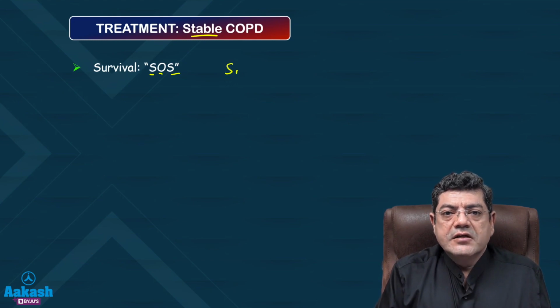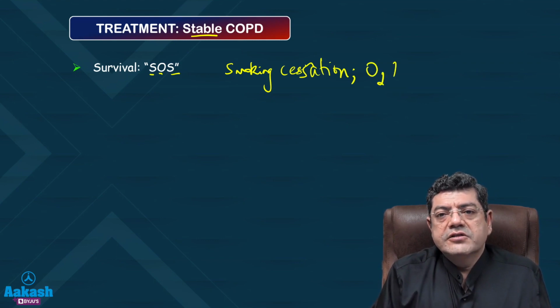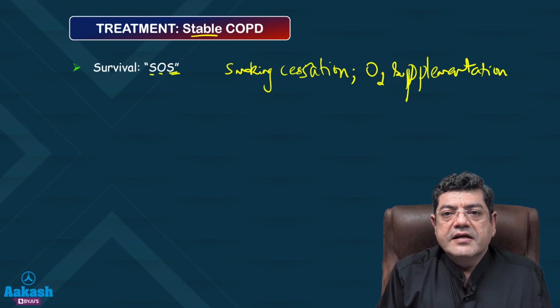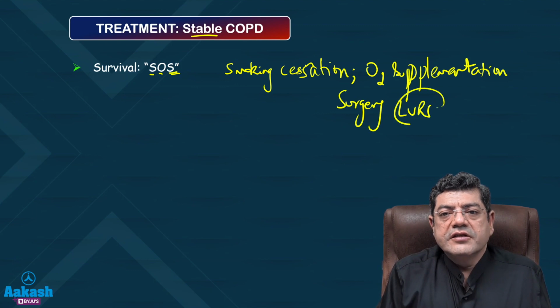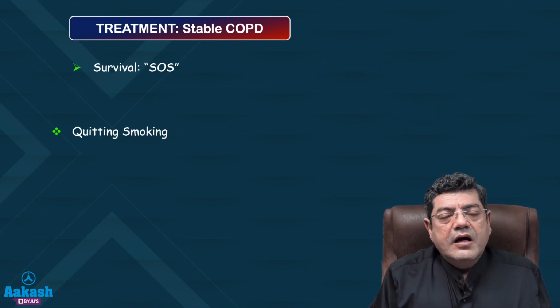SOS is smoking cessation. You have to urge them to quit smoking, help them to quit smoking. Oxygen supplementation, the only pharmacological measure that improves survival in the COPD patient. The second S there is surgery, lung volume reduction surgery. Let's quickly look at all three of them. So how will you help them to quit smoking?